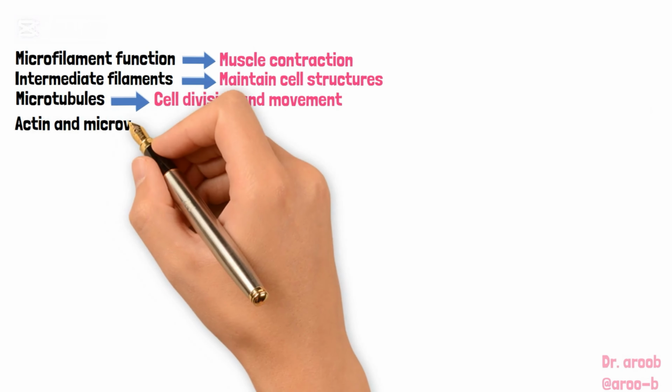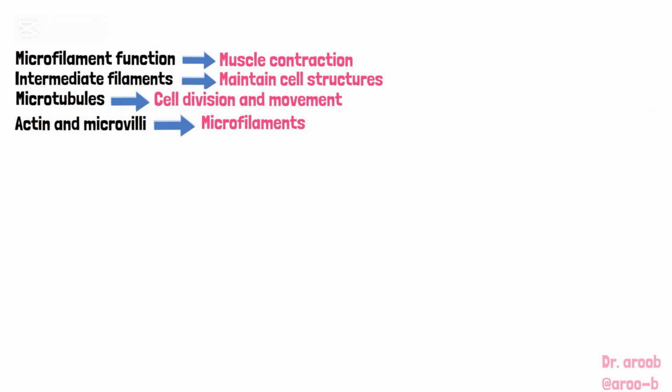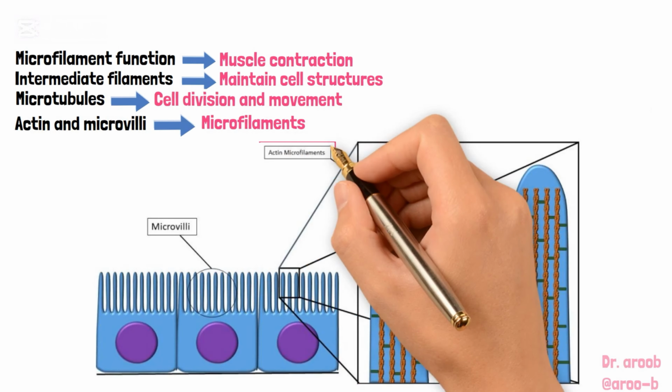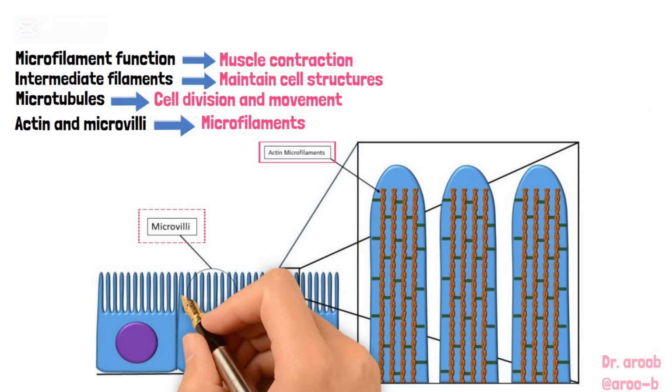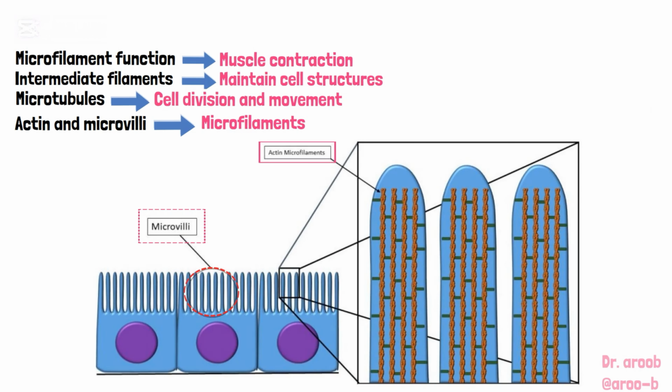Actin and microvilli are microfilaments. Actin filaments are thin, flexible fibers made up of the protein actin and are part of the cell cytoskeleton. Microvilli are tiny finger-like projections that extend from the surface of some cells and contain bundles of actin filaments, and these filaments are crucial for the structure and function of microvilli.